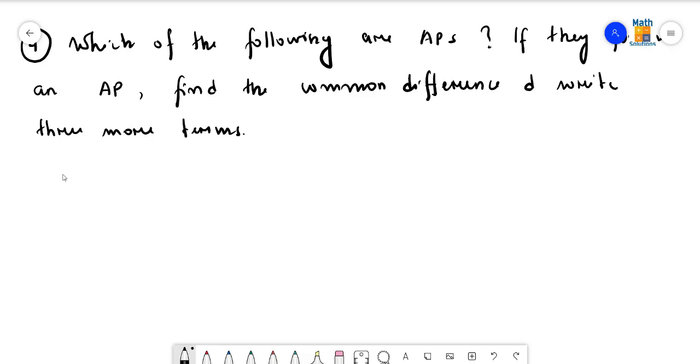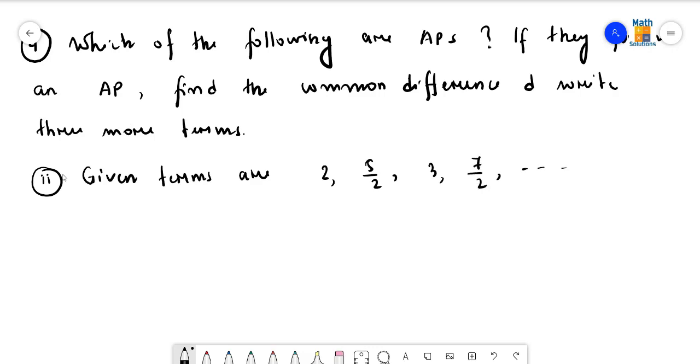So taking Roman 2. In Roman 2, the given terms are 2, 5/2, then 3, then 7/2, and that goes on. I have to find out whether these terms form an AP or not. Actually that can be found out just by checking whether these consecutive terms have a common difference or not.